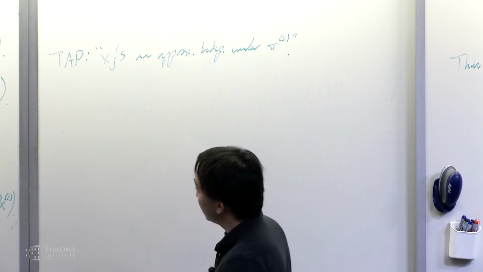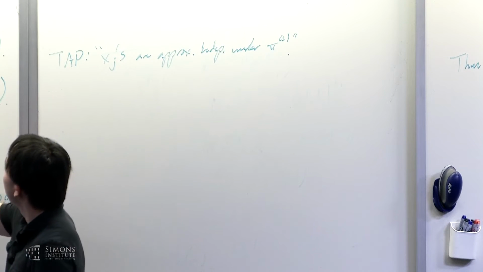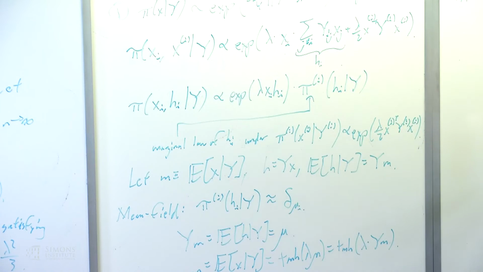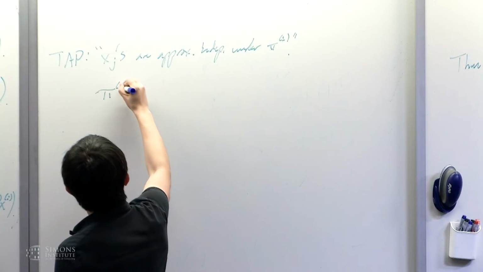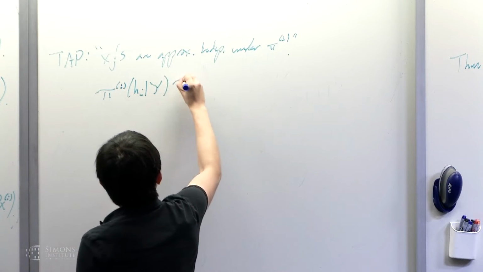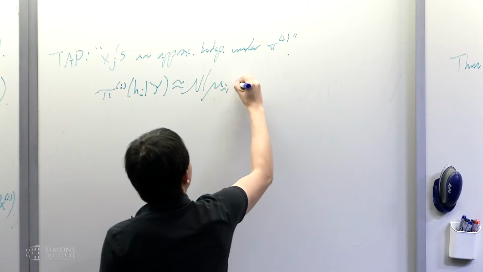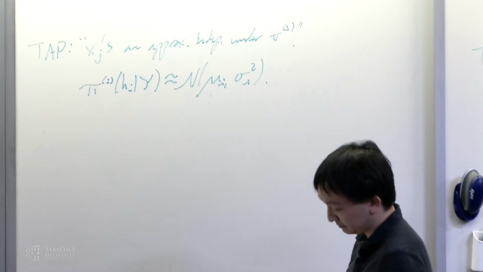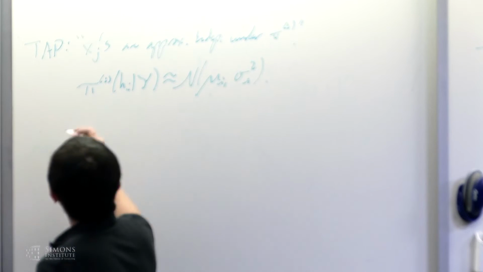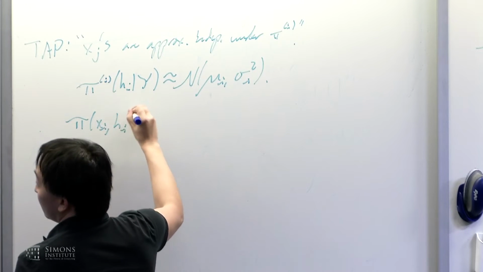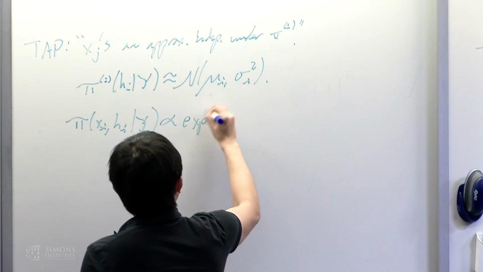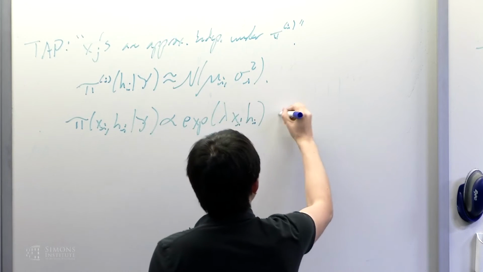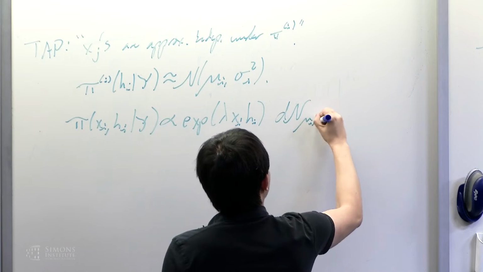And if we believe this kind of approximation, then what this suggests is that hi, being the sum of these independent random variables, might have some kind of a limiting Gaussian behavior for large n. So the approximation that we're going to make for this distribution, pi I of hi given y, is that it's approximately normal with some mean mu I and some variance sigma I squared. Now under this approximation, our joint law of xi and hi given y will be proportional to the exponential lambda xi hi times the density of this normal. Let me call that dn mu I sigma I squared hi.